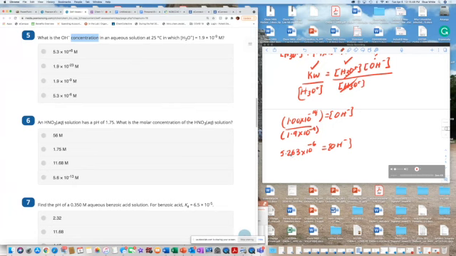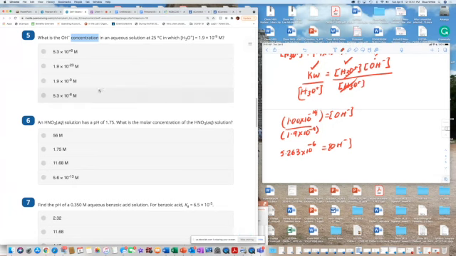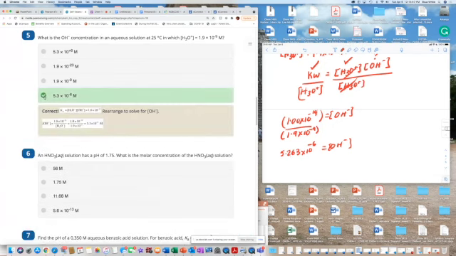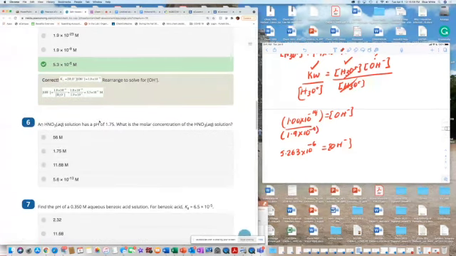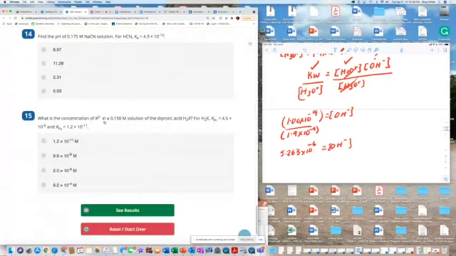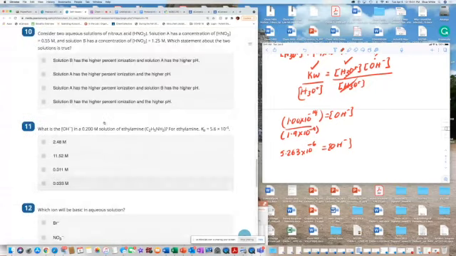Okay. My answer matches this the most, right? So let me check. I hope it's right. Oh, look at that there. So yeah, they use the same formula once again. Let me see. How many more questions do I have? Hmm. Okay.